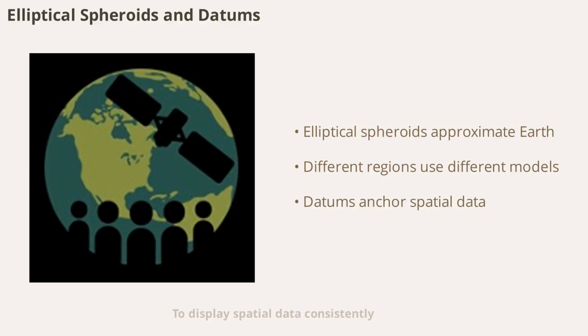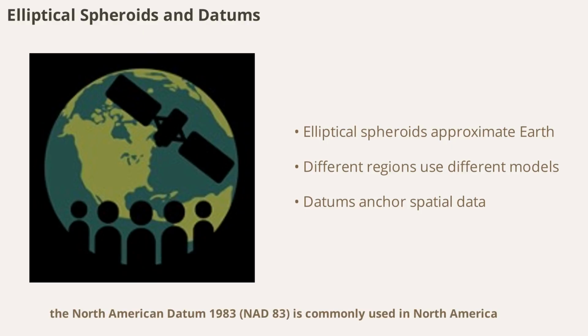To display spatial data consistently, we use elliptical spheroids to approximate Earth's surface. No single spheroid fits perfectly, so different models are used for different regions. Each spheroid is tied to a specific datum, a reference point that anchors spatial data. For example, the North American datum 1983 (NAD83) is commonly used in North America. Choosing the right datum is essential for accurate mapping and analysis.